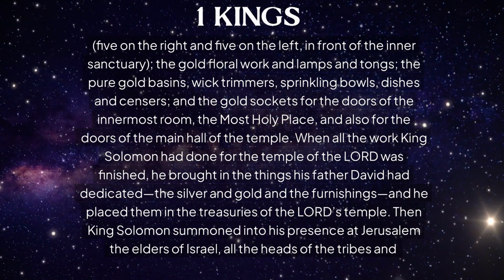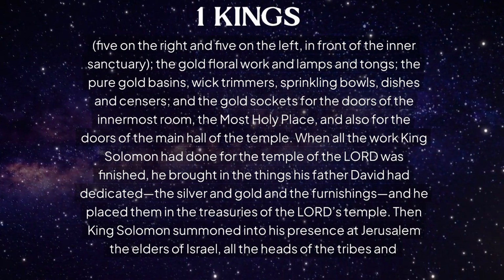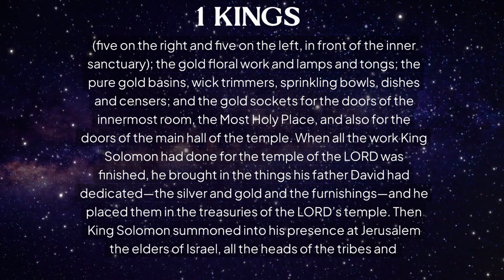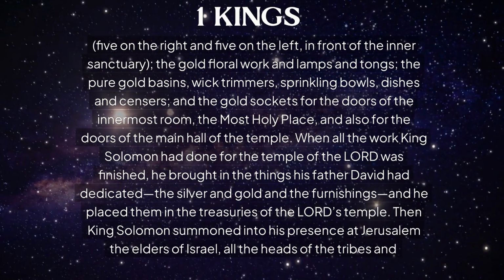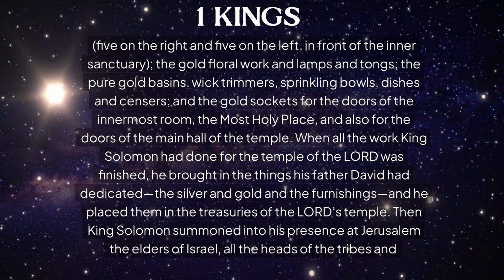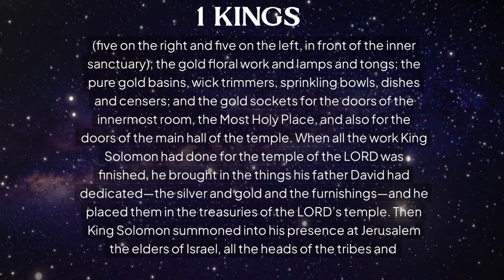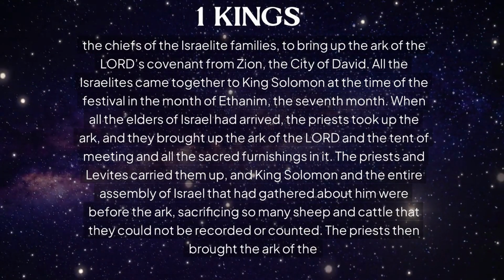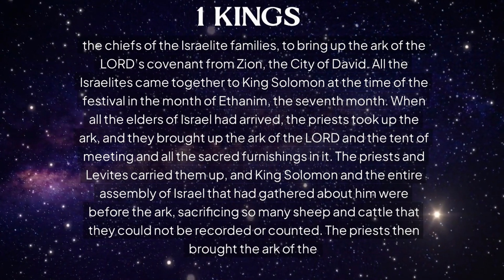When all the work King Solomon had done for the temple of the Lord was finished, he brought in the things his father David had dedicated, the silver and gold and the furnishings, and he placed them in the treasuries of the Lord's temple. Then King Solomon summoned into his presence at Jerusalem the elders of Israel, all the heads of the tribes and the chiefs of the Israelite families, to bring up the ark of the Lord's covenant from Zion, the city of David.